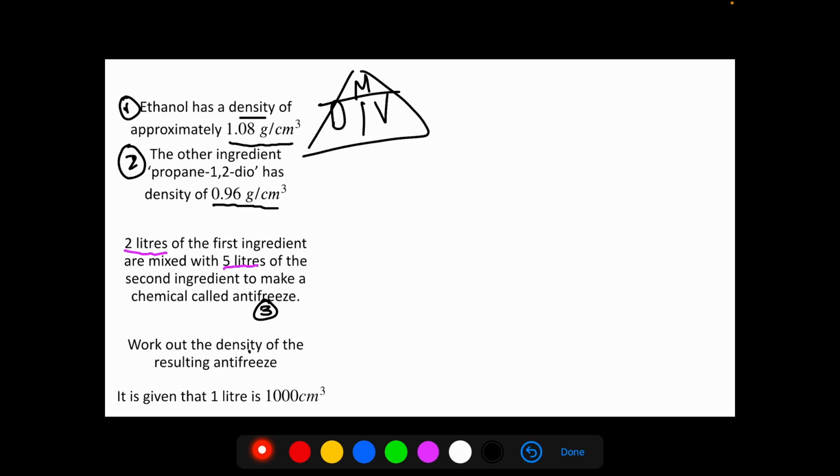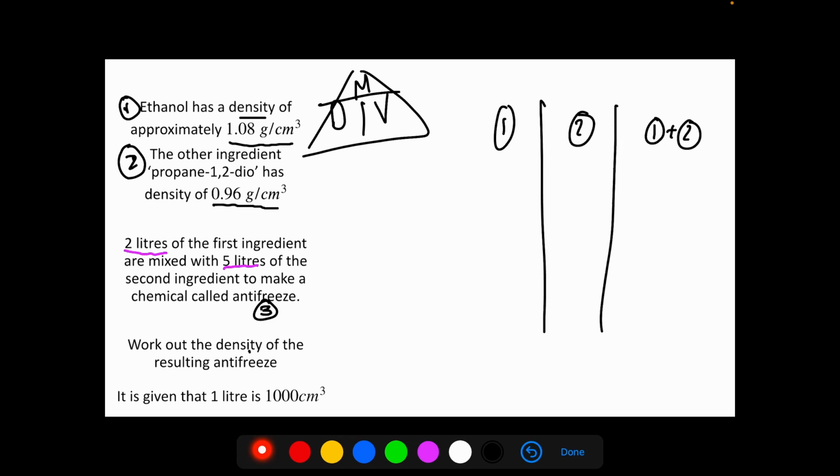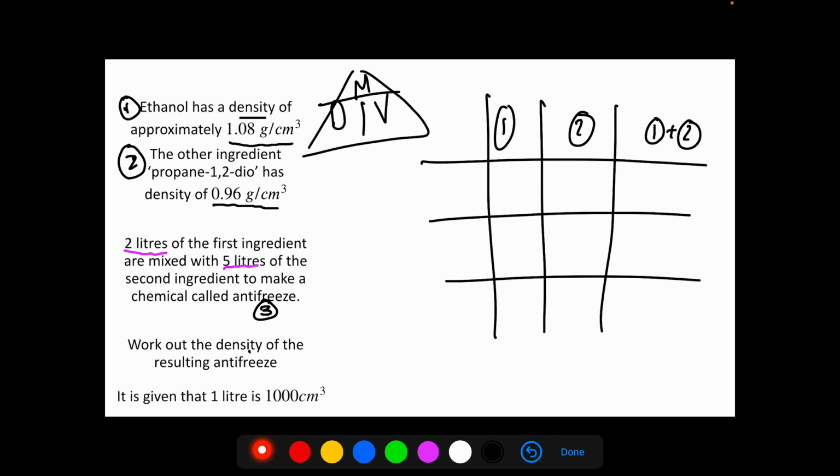Okay, before we go any further, I'm going to start to set up my table. So 1, 2. The third chemical is made of 1 and 2 added together. You can call it 3 if you like, but I'm going to write it like that. Density, mass, volume. Density, mass, volume. Here we go. Density, mass, volume. Department of Motor Vehicles.